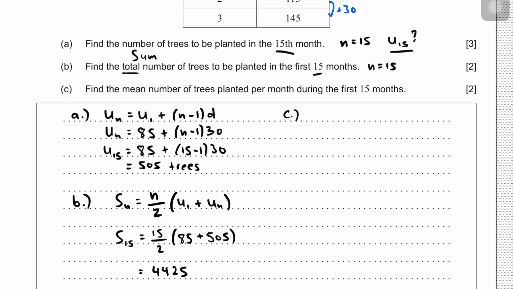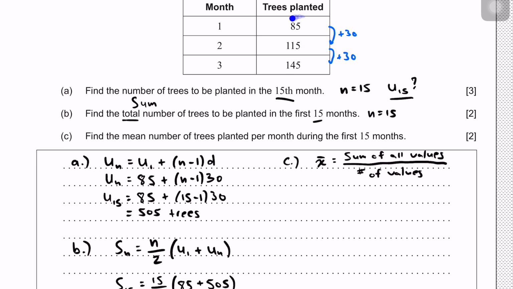In part C, we're asked to find the mean number of trees planted per month during the first 15 months. Kind of an interesting question here. What is the mean? What is x bar? X bar is the sum of all values over the number of values. In this case, it would be the total number of trees planted over the total number of months.